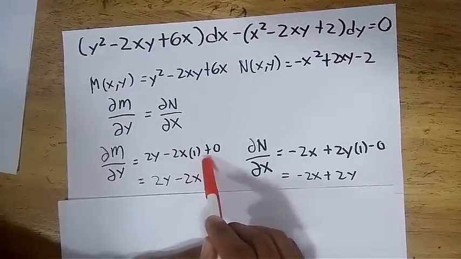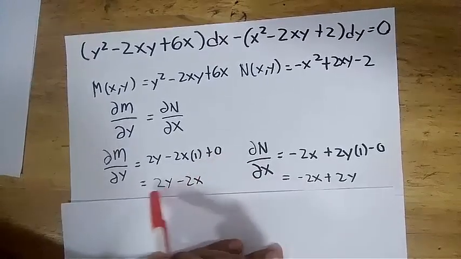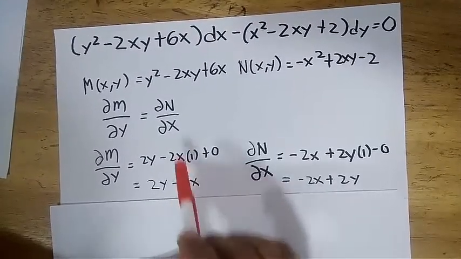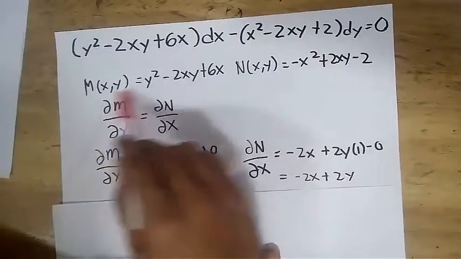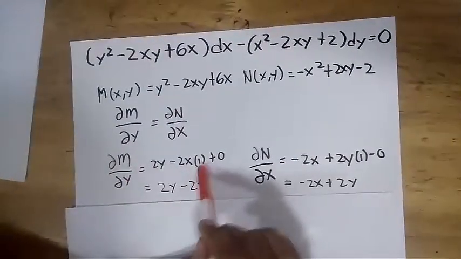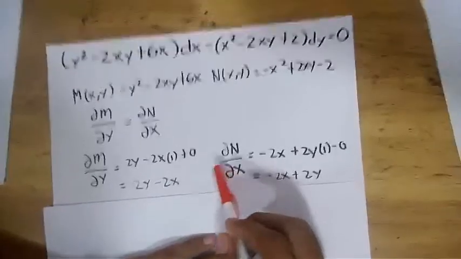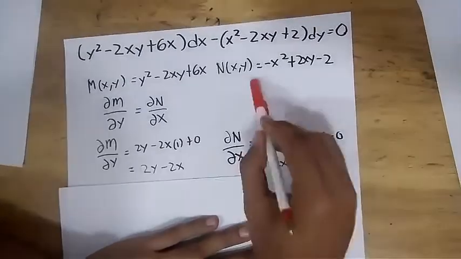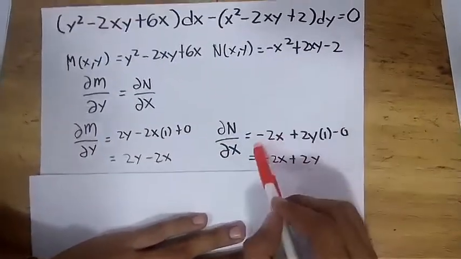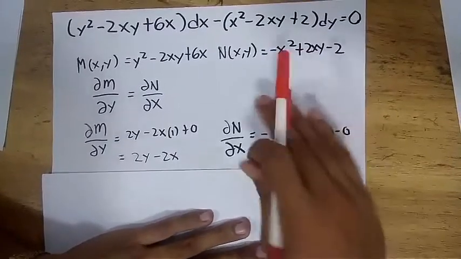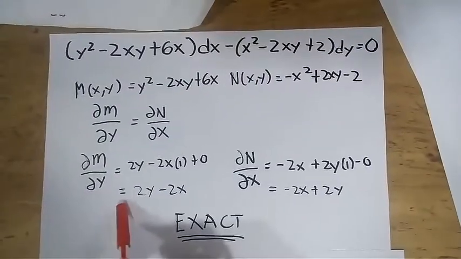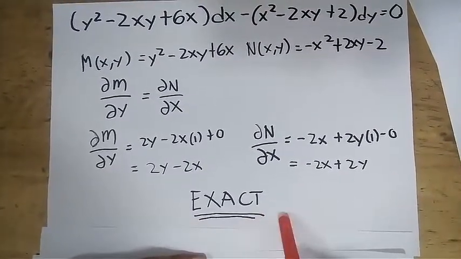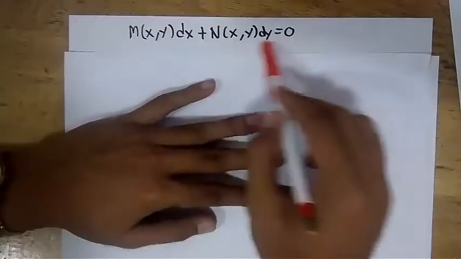It comes from y squared minus 2xy plus 6x. So now let us find the value of the partial derivative of N. Negative 2x plus 2y minus 0 is equal to negative 2x plus 2y. So, as you can see, the partial derivative of M and the partial derivative of N are equal to each other, meaning it is an exact differential equation.